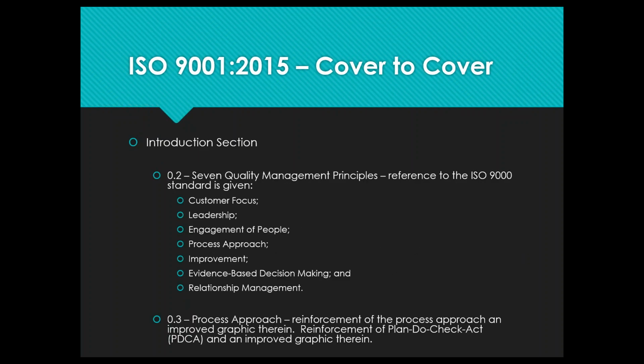In Section 0.2, the 7 quality management principles appear. This is a direct reference to the ISO 9000 standard, which is called the Fundamentals and Vocabulary document. These 7 principles obviously inform to a great extent what appears in ISO 9001 itself, this whole idea of focus on the customer, the process approach, and so forth.